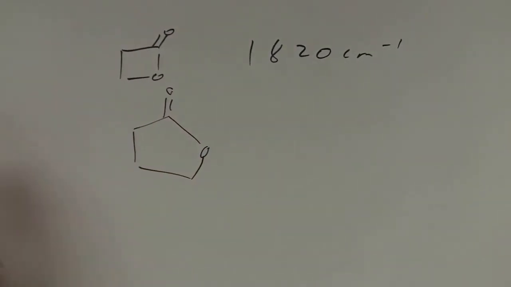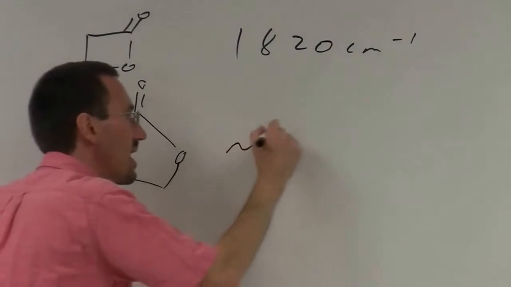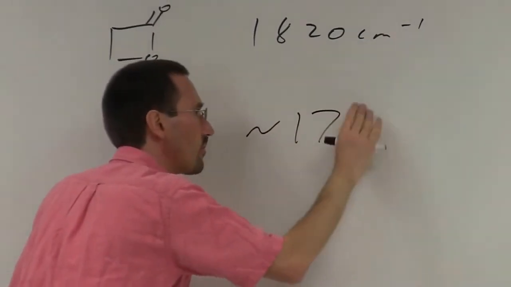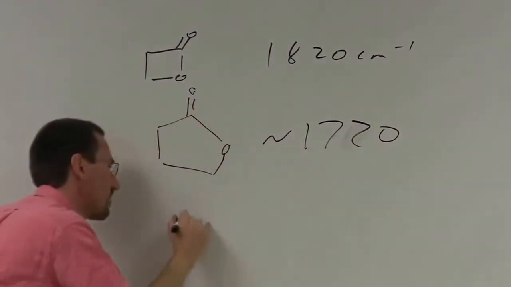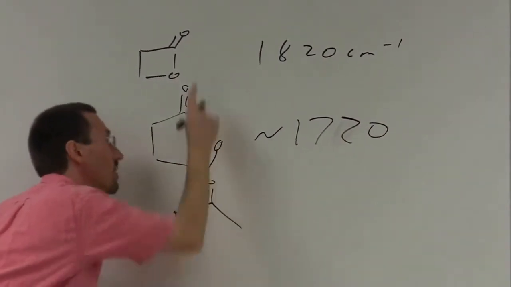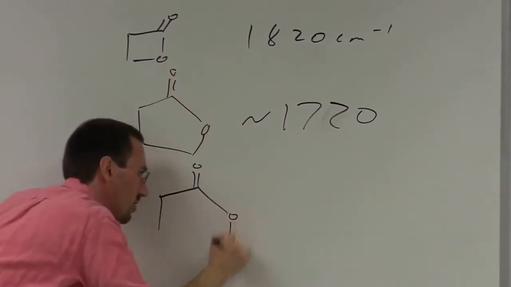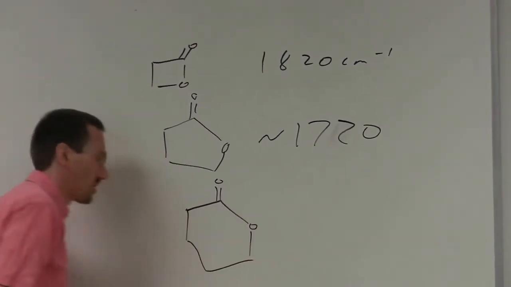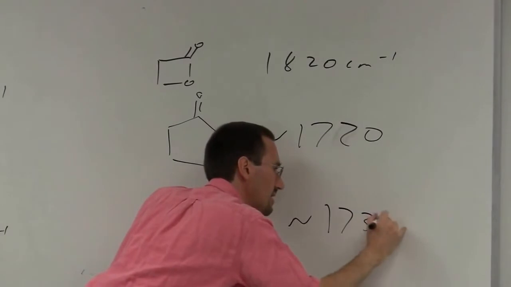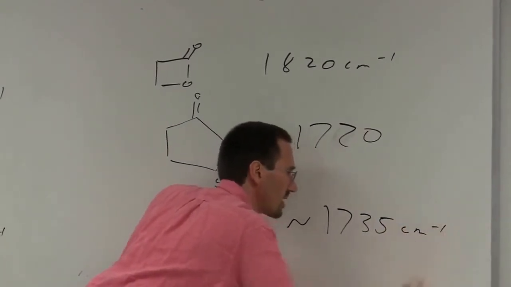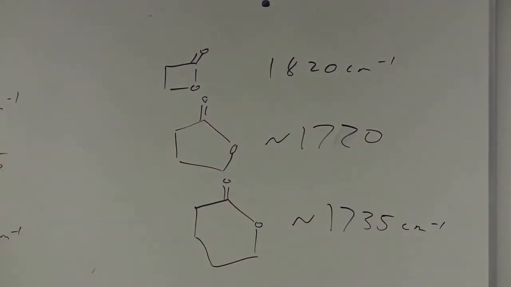And just as in the case of the ketones, in the case of the esters, your numbers go down with less strain. So this is a beta-lactone, gamma-lactone, and delta-lactone. By the time you're at a delta-lactone, you're right at a typical ester position, right at 1735 wave numbers.